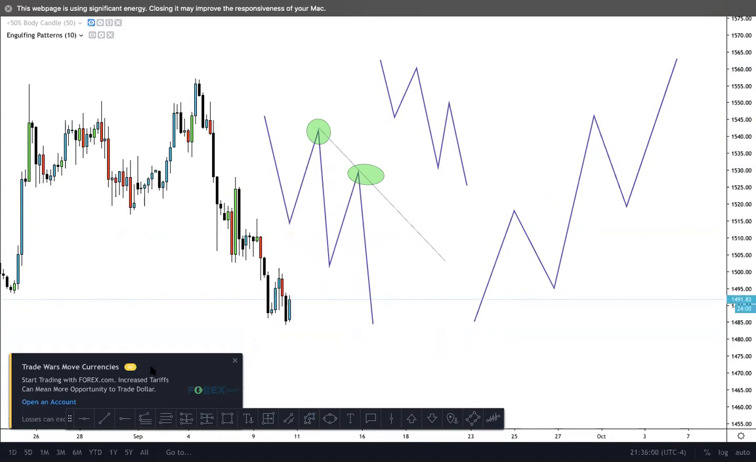The steeper the trend line, the stronger the trend, right?